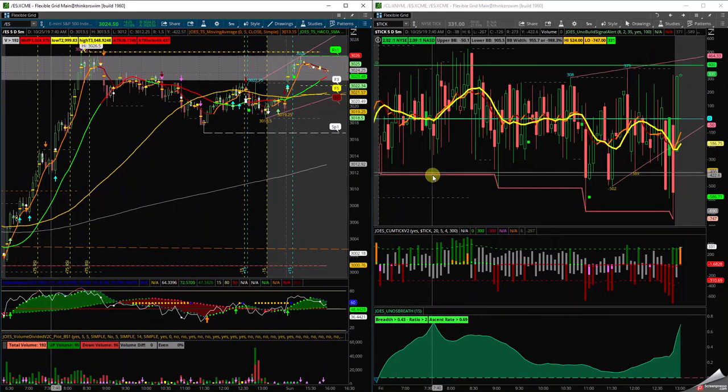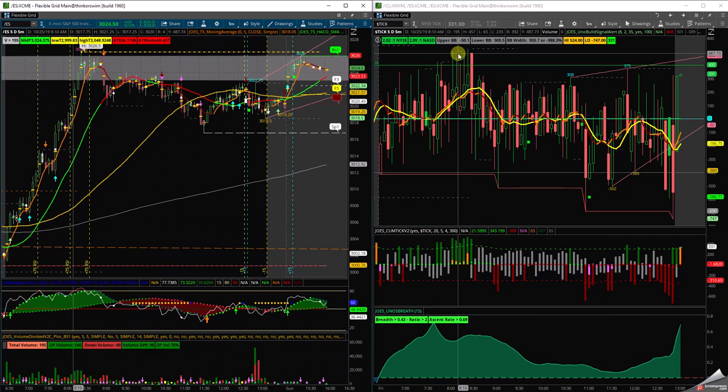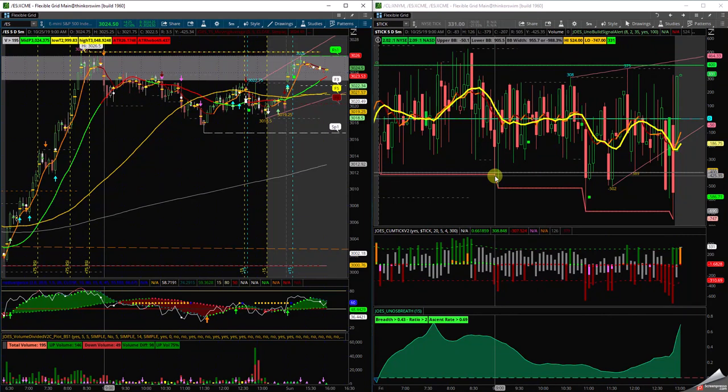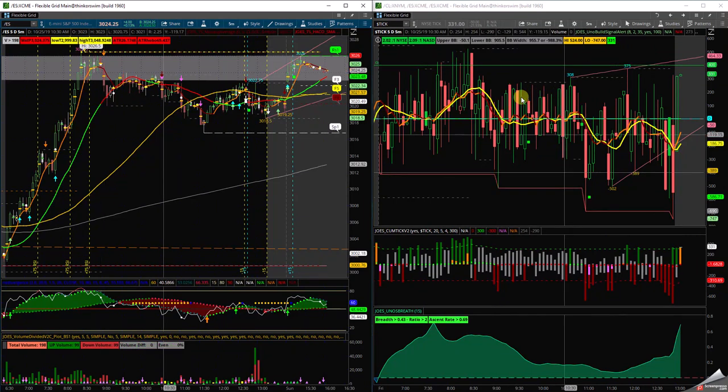400 range is range bound. Above 400 is directional to the bulls, up to 600. Below 400 is directional for the bears. And if we're going sideways, we are range bound in that range. If we get a plus 600, we are bullish. If we get a minus 600, we are bearish.